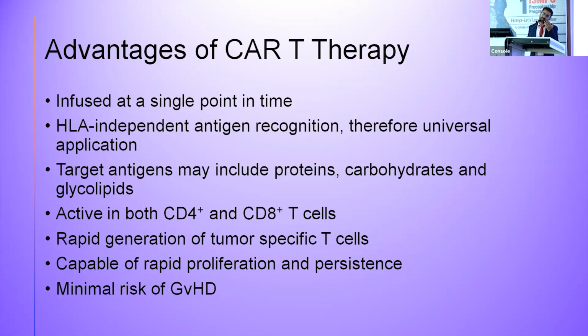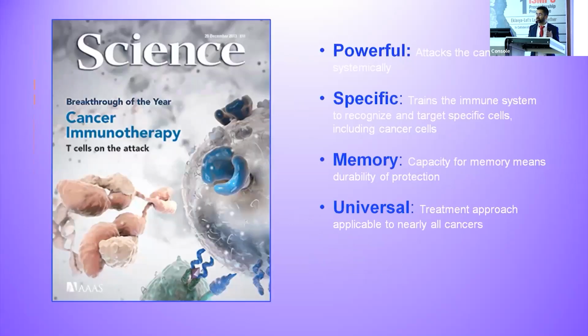They have a minimal risk of GVHD, and they are very safe. And with the humanized CAR T cells, you saw the CRS is hardly there. So they're powerful, they're specific, they have a memory, they persist, and they could be universal also. And we are on track to get allogeneic CAR T cells also.